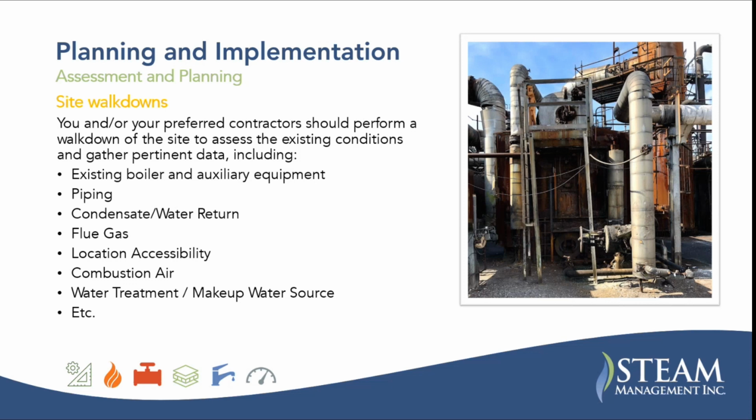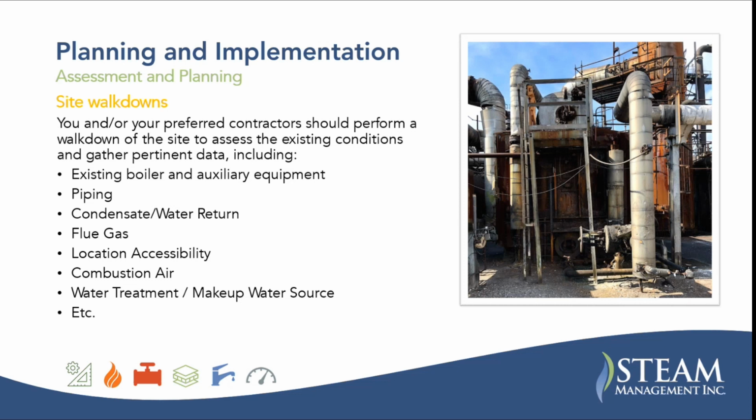Now we'll go through planning and implementation. This is just a high level look to think through the steps. So assessment and planning. First, you're going to have your site walk down. You and your preferred contractor perform a walk down of the site to assess existing boiler conditions, piping conditions, condensate water return temperatures, flue gas configuration, and location accessibility. Like I mentioned, how are you going to get the new boiler in and the old boiler out? You can generally cut the old boiler up, so that's not as big of a concern. But how are you going to get the new boiler in?